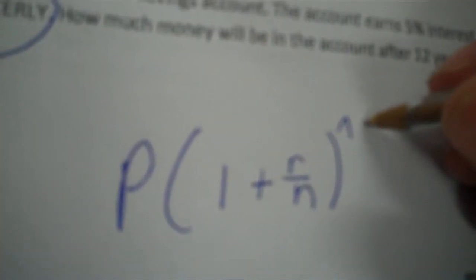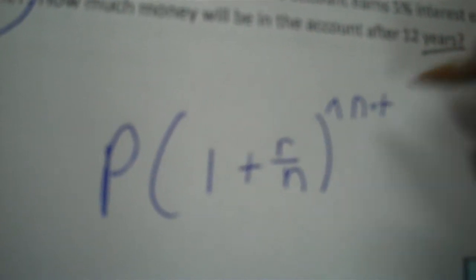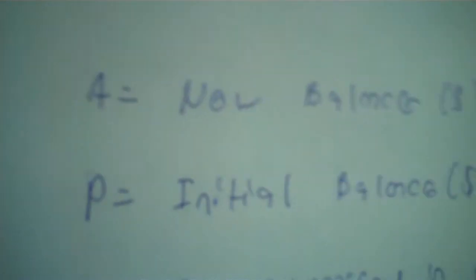So you got P, parentheses 1 plus R divided by N, caret, and then it's N times T, equals A. So we have to determine what these variables mean, what I can put in for what. Just like you want an A times B to the X power. Now P's the initial balance. Initial means the starting. You're always going to have that. It's 300.